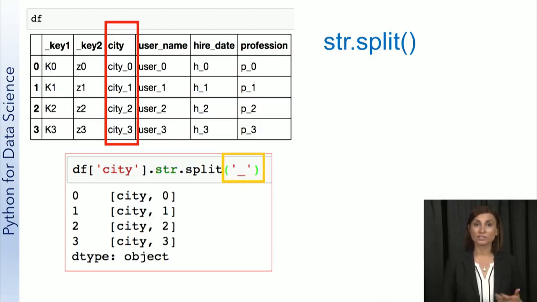For the split function itself, notice that city underscore 0 has been turned into two strings, city and 0. The same has been applied for each string in the city column.